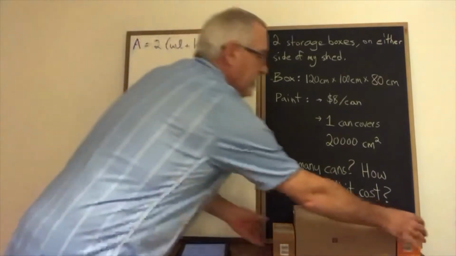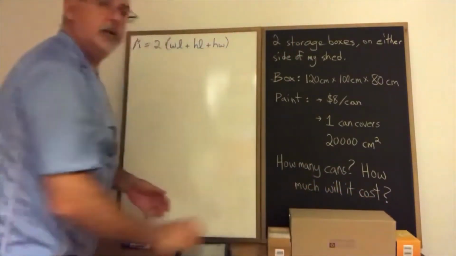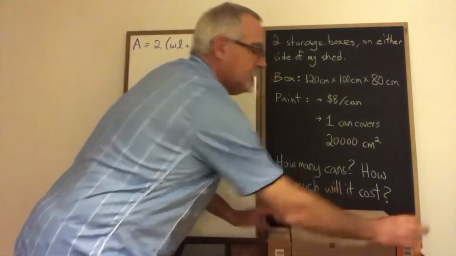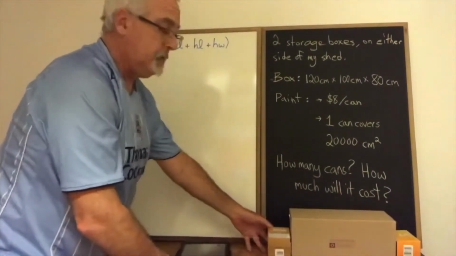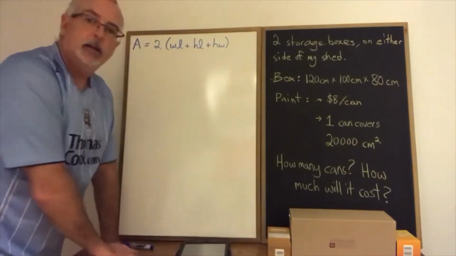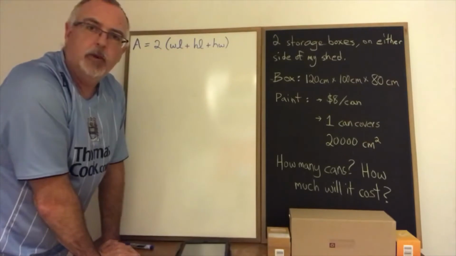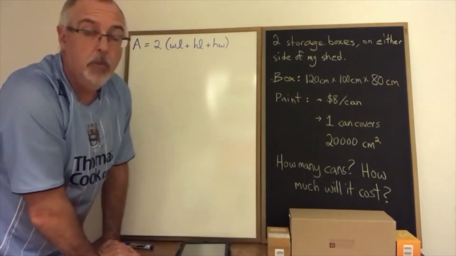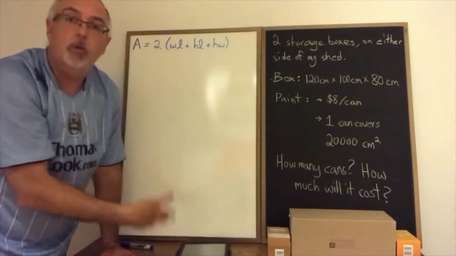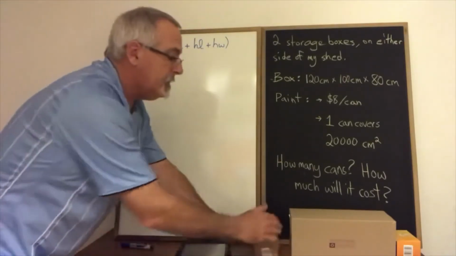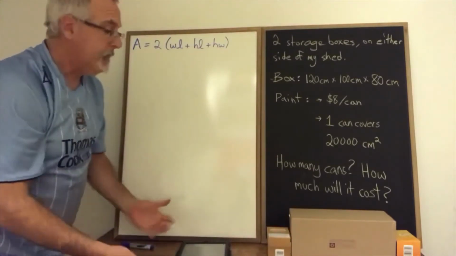I have a bit of a model here of the situation where this shoebox represents the shed, and these two boxes which contain rice represent the two storage boxes. And the first question I like to ask students is, well, will you paint all of the surfaces of these two boxes? And the answer I'm hoping for is the student will say, no, I'm not going to paint the bottom because the paint won't show. And I'm not going to paint this side that's touching the shed because the paint won't show there either.